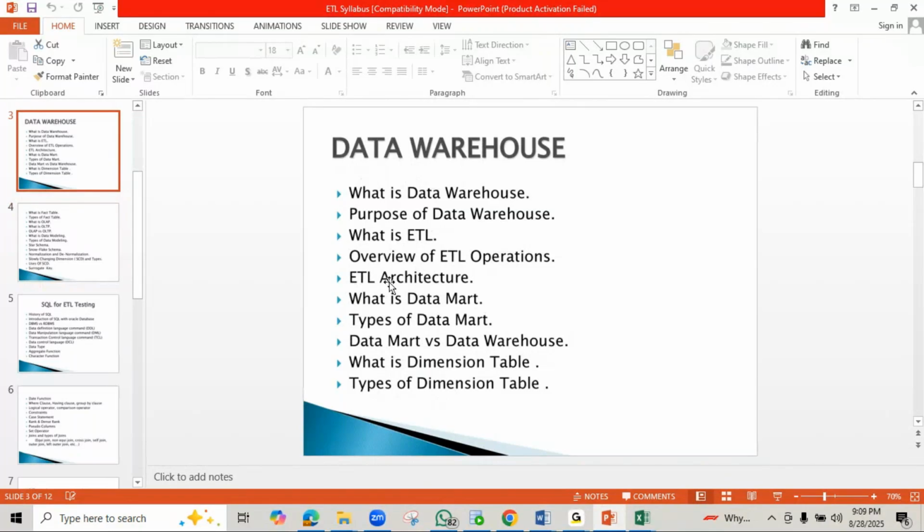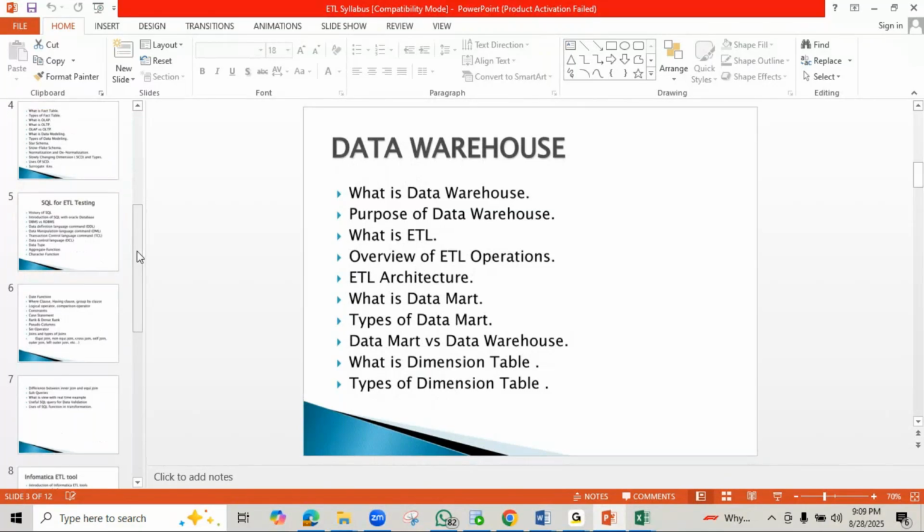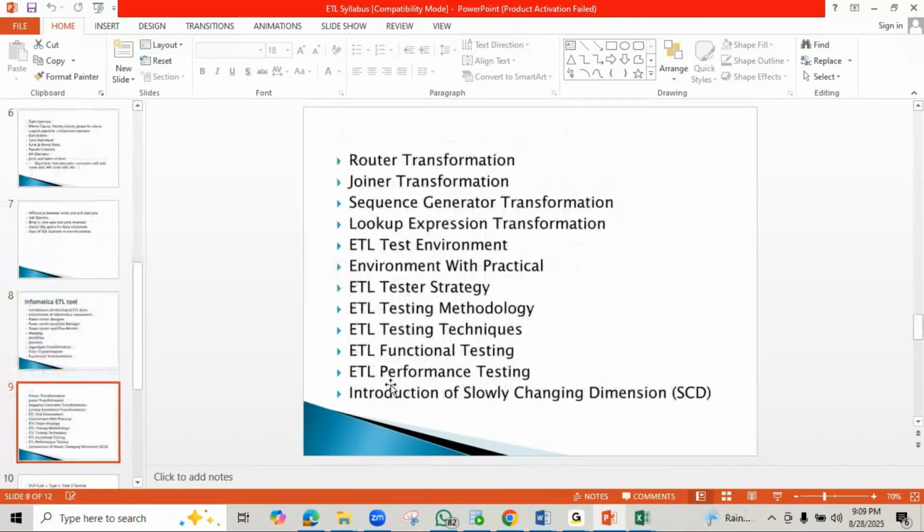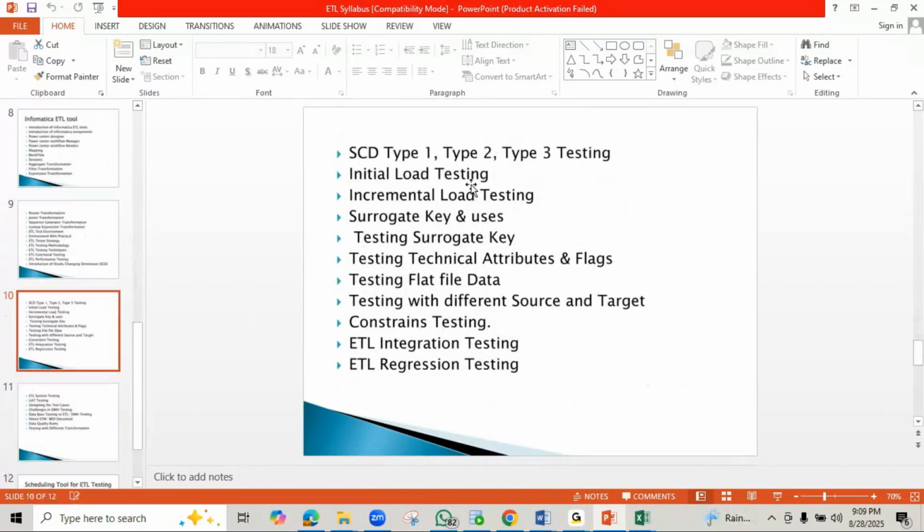So guys, these topics will be covered under Informatica, because to cover these topics, we should be aware of the Informatica tool. And at that time we should not forget. That's why I have also mentioned it here in the Informatica section: introduction to slowly changing dimension, SCD type 1, type 2, type 3, and so on. So that is the thing.